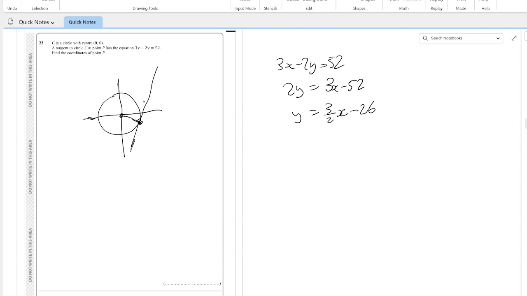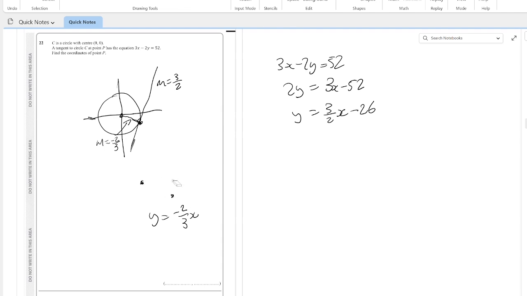So, this tangent line has gradient 3 over 2. We know that perpendicular lines, their gradients multiply to minus 1. So the gradient of this line is minus 2 over 3. And this is very helpful. If you think about it, this line is just y equals minus 2 over 3 x, because it goes through 0, 0.